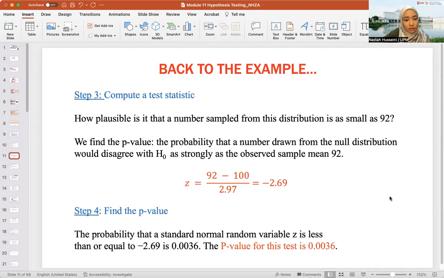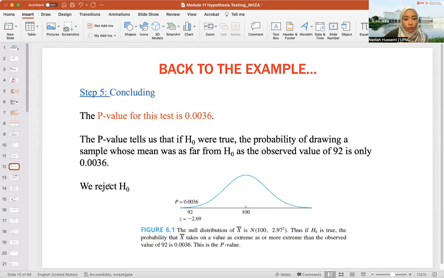So again, this is the Z-score, which is the test statistic. Find the p-value. Here we saw that it was 0.0036, very, very low. Therefore, we reject H-naught. So a very small p tells us that we should reject the null hypothesis and support the alternative.